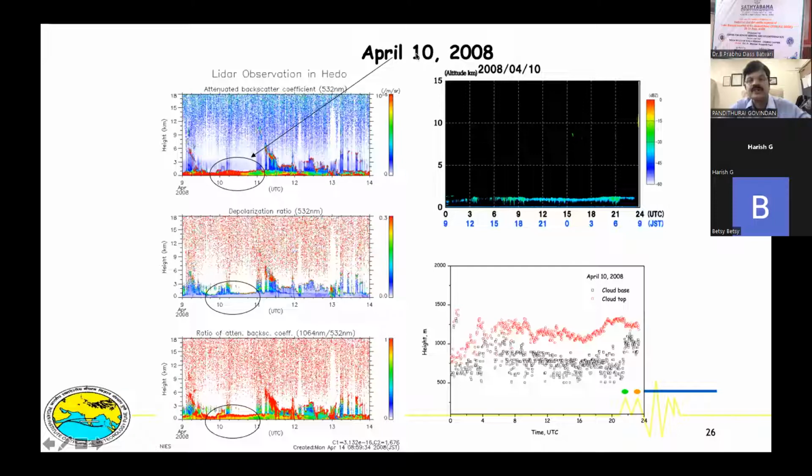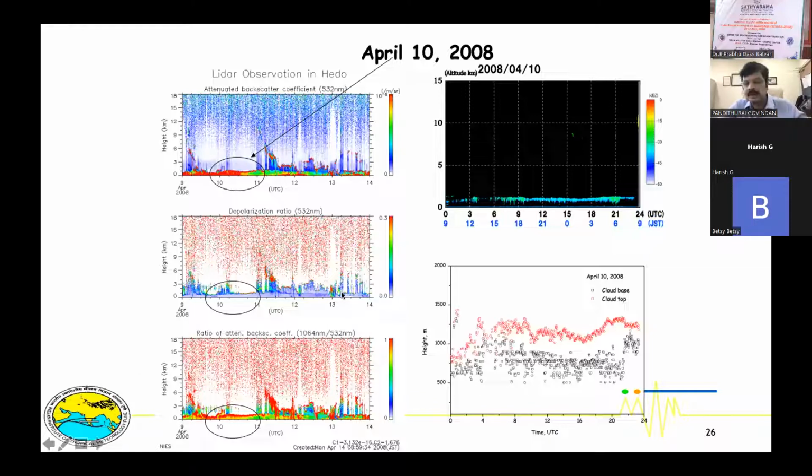So for this date, there are also the 94 gigahertz cloud radar observations. The LIDAR network was mainly set up to understand the Asian dust transport. There is a lot of dust transport from China to Japan, so they call it yellow dust events. To understand this, the campaign was conducted.